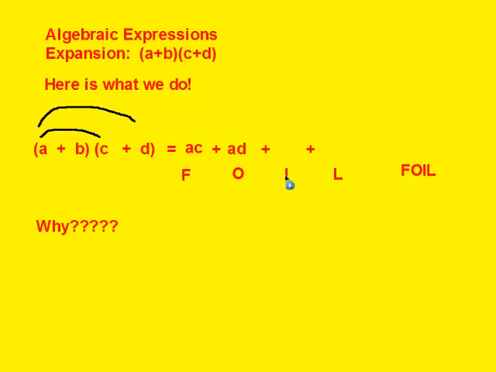Next thing we do is multiply the inner terms. The inner terms in this whole expression are the plus b and the c. So multiplying positive b and c, we get positive bc. That's dealt with. And lastly, we deal with multiplying the last term in each bracket. So we're multiplying positive b by positive d. b times d is bd. So we write it like so.